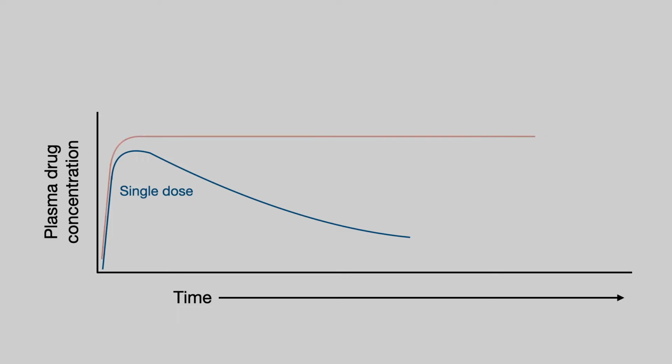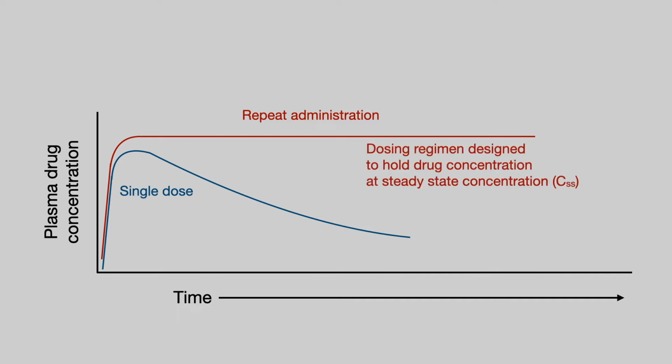Now, for a repeat dose situation, the drug is still absorbed from the gastrointestinal tract, so you get this rising drug concentration. But then the intention is to repeatedly administer that drug to therefore hold the concentration steady rather than seeing the drug concentration fall away, as is the case with the single dose. In fact, the intention is to try and hold that drug concentration as steady as possible. And that is known as the steady state concentration.